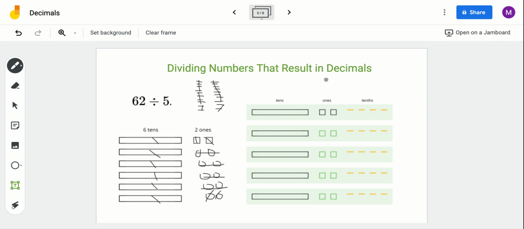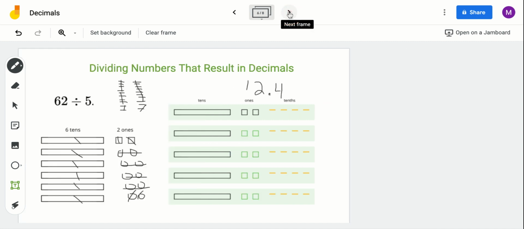And so this ends up being 12 and 4 tenths. So we don't have a remainder. We don't write the remainder as a fraction. We go ahead and keep splitting it up. We take those 2, we split them up into 5 groups, and we break them into tenths to do that. So that's what it looks like in a place value drawing, a place value diagram.